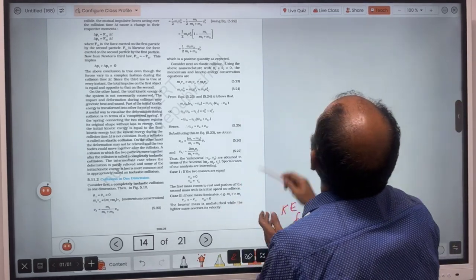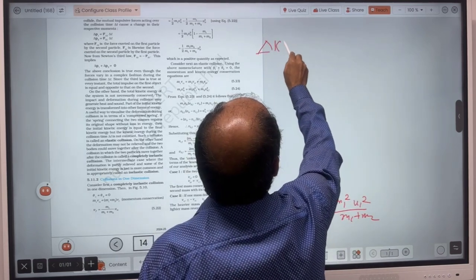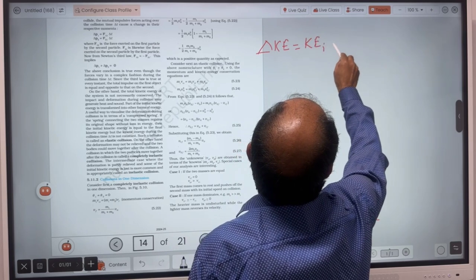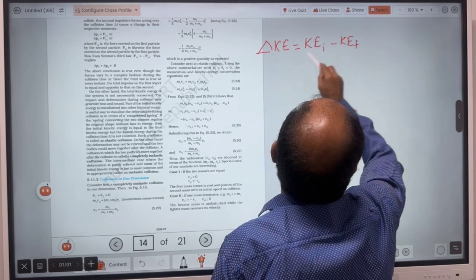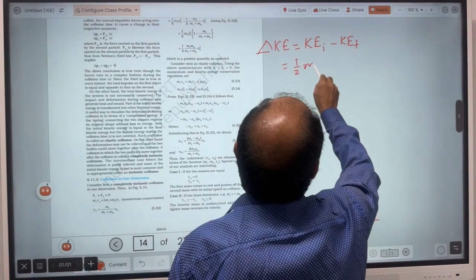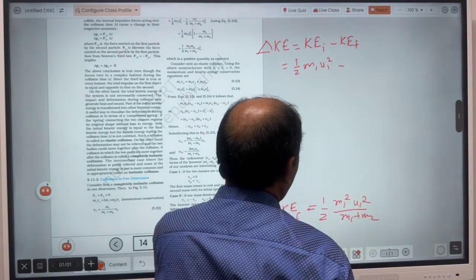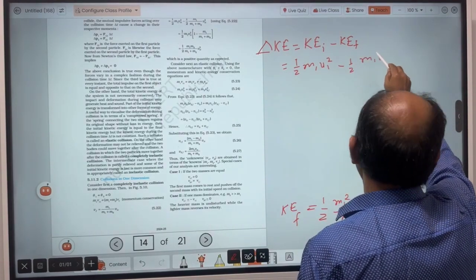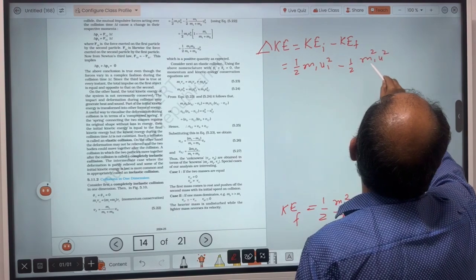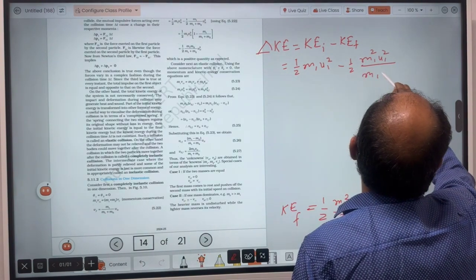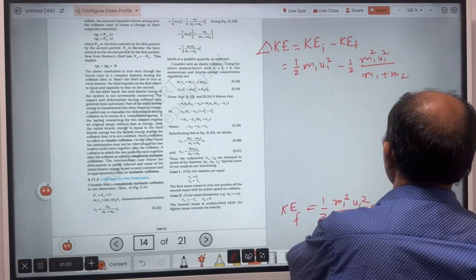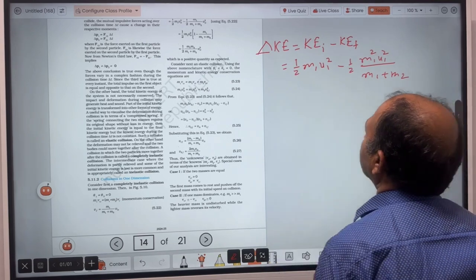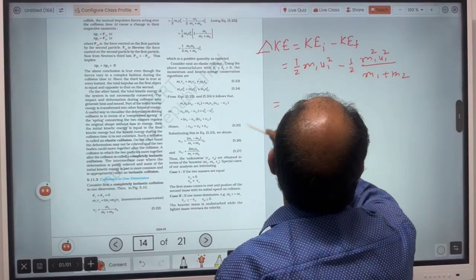So let's write it as delta K. Here we are evaluating K initial minus K final. That is, K initial is half m1 u1 square minus K final, which is this much: 1 by 2 m1 square u1 square divided by (m1 plus m2). Now you have to check the sign of this, whether it is positive or negative. If it is positive, then we will say that there is energy loss.